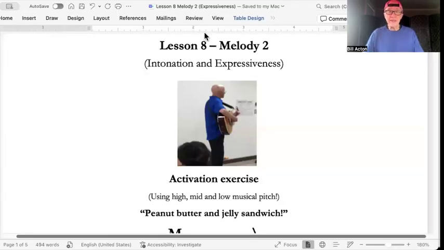Here we are, lesson 8, melody 2. When I started this course, I set it out as 8 modules or 8 lessons, and it's just been so much fun. It looks like it's going to go 2 more. So we have this lesson 8, as it says, on intonation. That's the melody of language, melody 2, and being expressive.